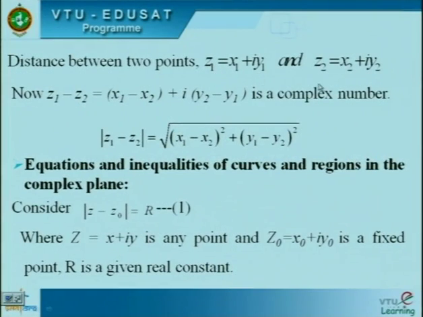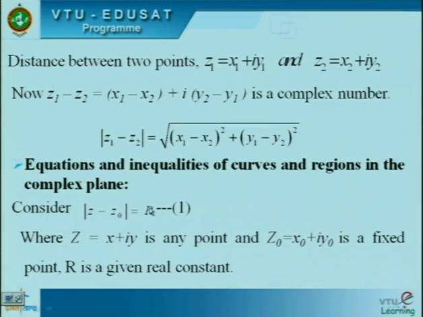Say, the distance between two points z1 = x1 + iy1 and z2 = x2 + iy2. Now, I take the difference of these two complex numbers, z1 minus z2, which can be represented as the complex number (x1 minus x2) + i(y1 minus y2). As we have learned in the previous slide, the modulus is the square root of (x1 minus x2) whole squared plus (y1 minus y2) whole squared. From this observation, we have to find equations and inequalities of curves and regions in the complex plane.